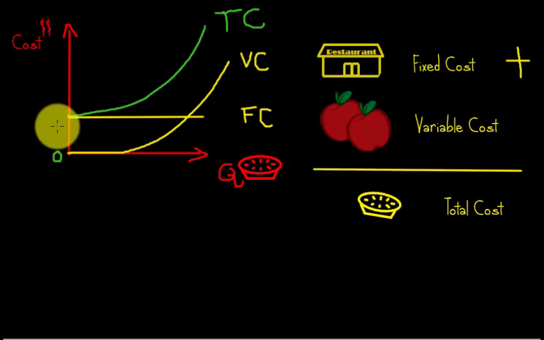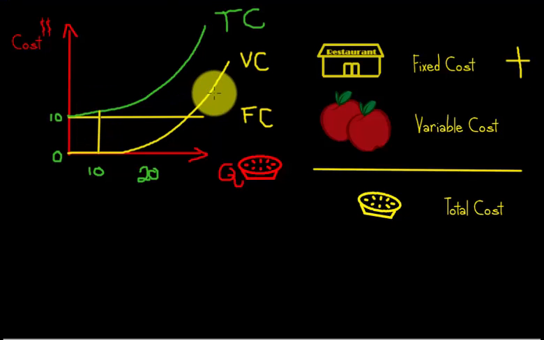So it starts from 0, maybe we can then put 10, and here we have, for example, the number 10 and the number 20. If we increase the number of apple pies, we're going to increase the number of apples, but not the number of restaurants.